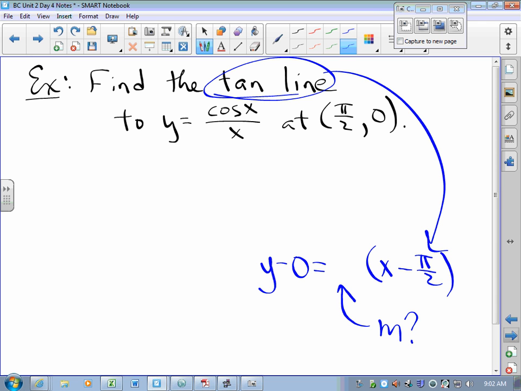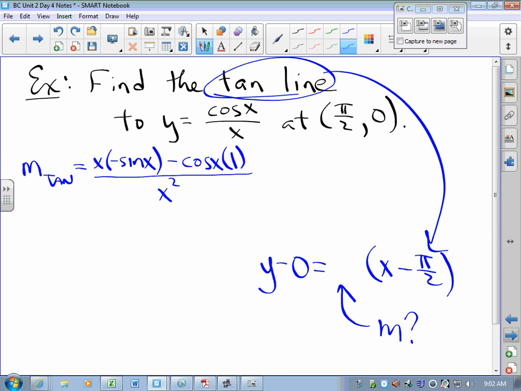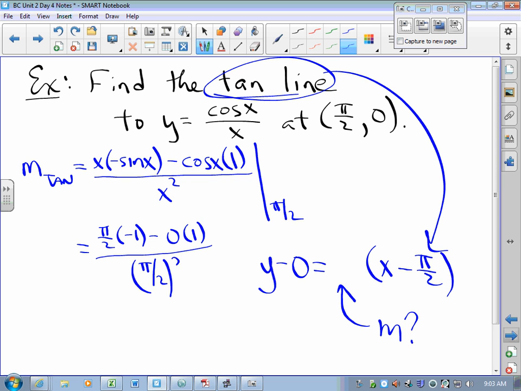Okay, we need a derivative. To do the derivative, it's the bottom times the derivative of the top minus the top times the, stop singing that. I know. So you do the bottom times derivative of top minus top times derivative of bottom over bottom squared, and we're going to evaluate that at pi over 2. And if we do that just right, we get pi over 2 times negative 1 minus 0 times 1 over pi over 2 squared, which happens to be negative 2 over pi.